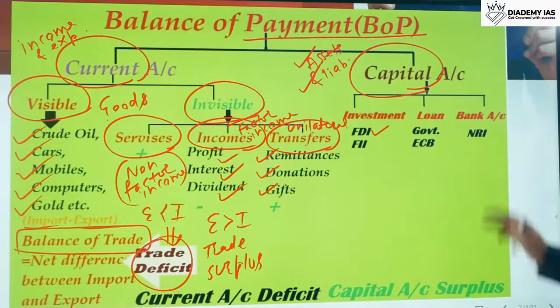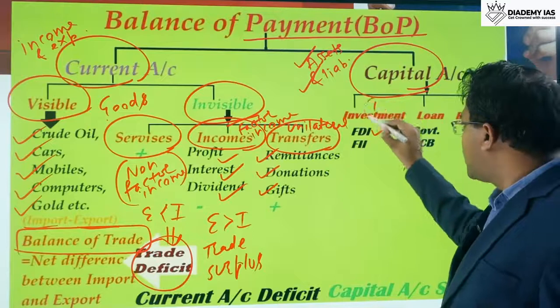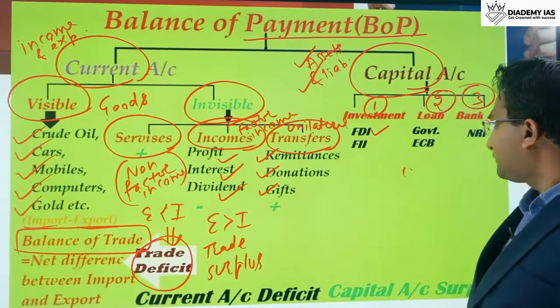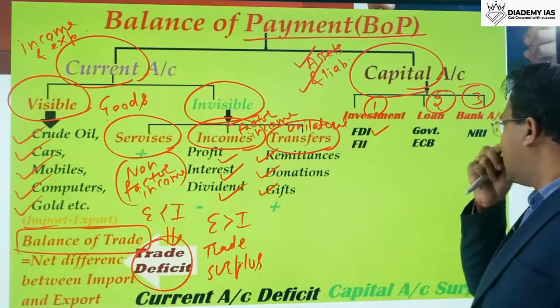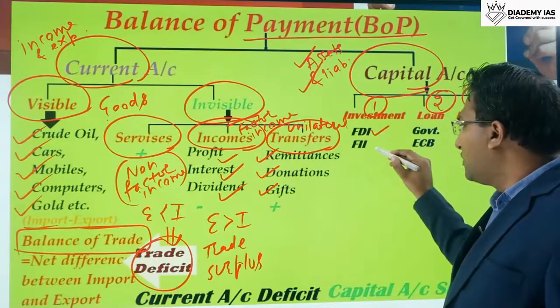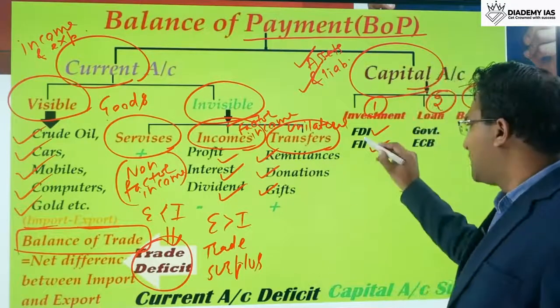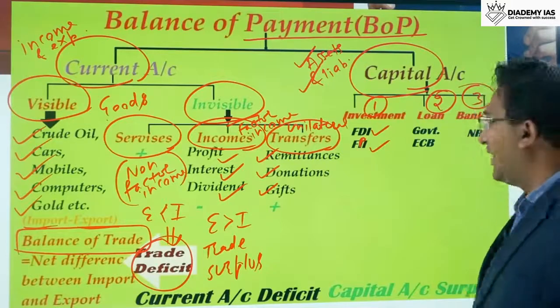They are having the long term nature. Again, this capital account, they are classified into first the investment, second the loan, and third the bank account transactions. Investment, loan, and the bank account transactions. The investment can be either in the form of foreign direct investment or in the form of foreign portfolio investment. So this is FPI now, right? Earlier it was FII, now it is FPI.